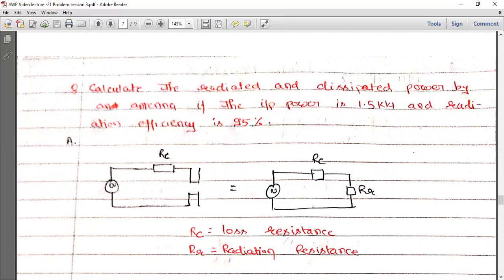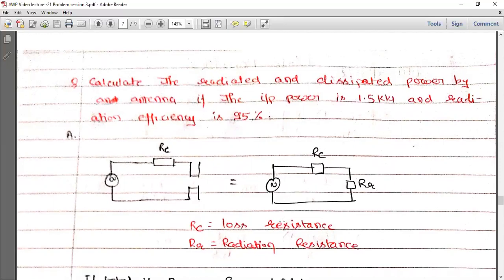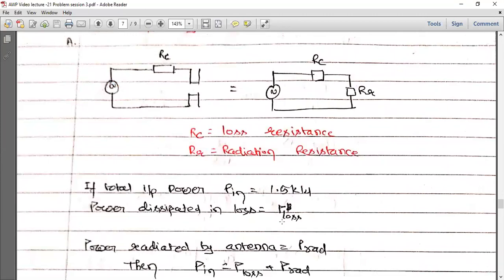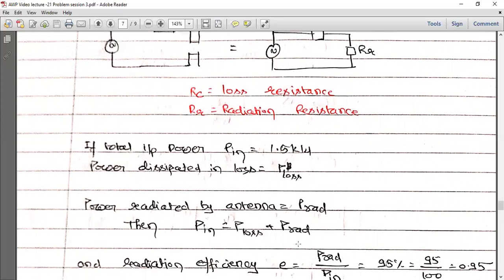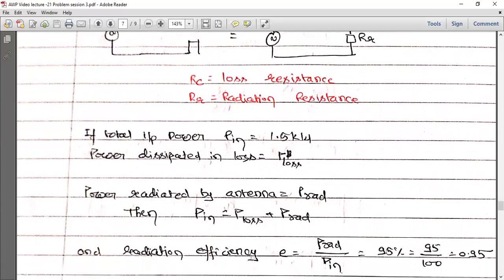This is the power which was radiated by the antenna in free space. And what is the efficiency? Efficiency tells the ratio of the radiated power to the total input power. In this particular case, the total input power is given as 1.5 kilowatt, and we consider the power dissipated in loss as P loss and power radiated by the antenna as P rad. Then from the conservation of energy, power input will be equal to power loss plus power radiation.